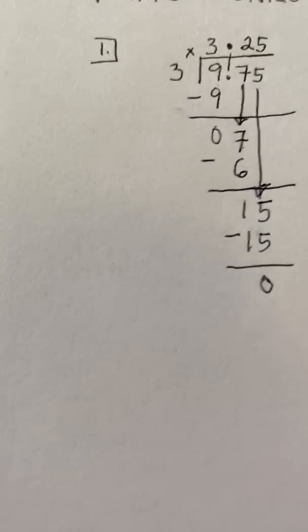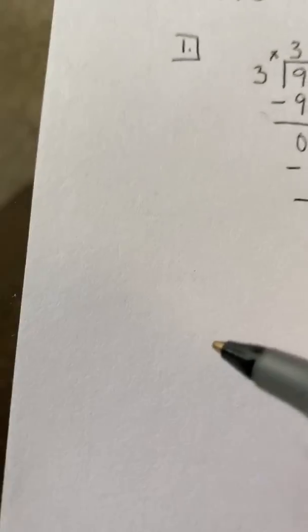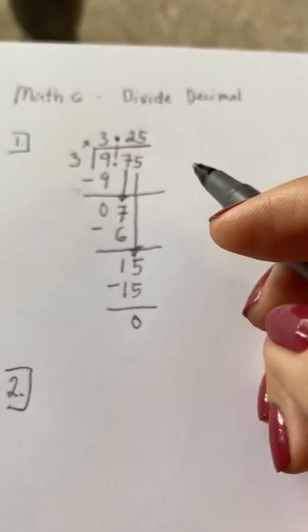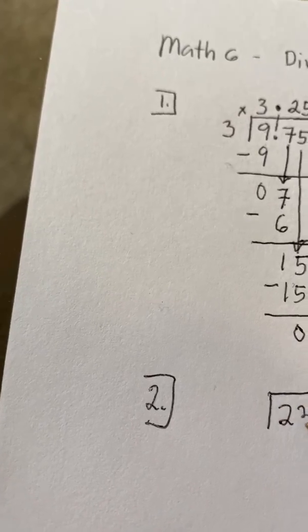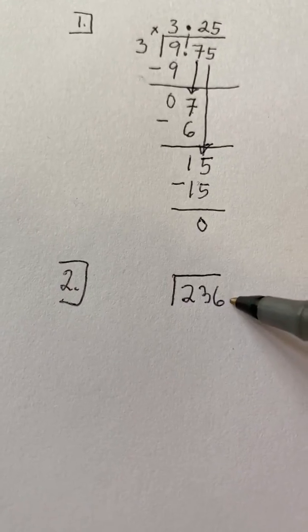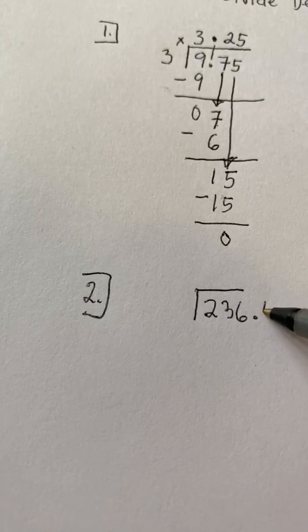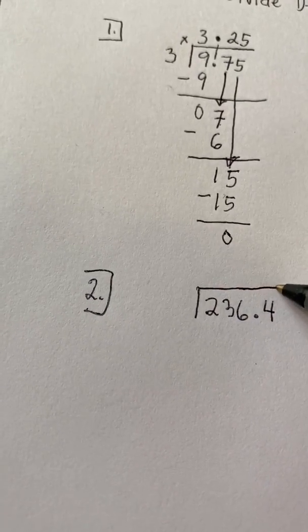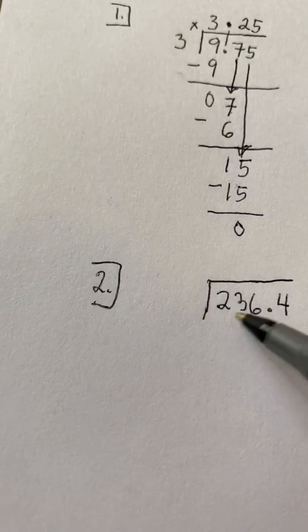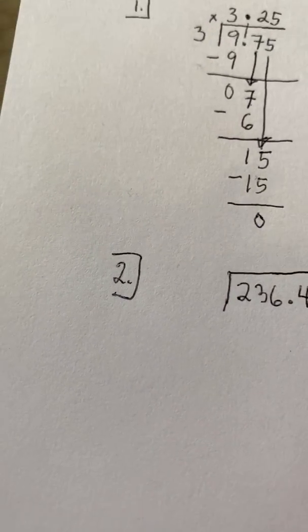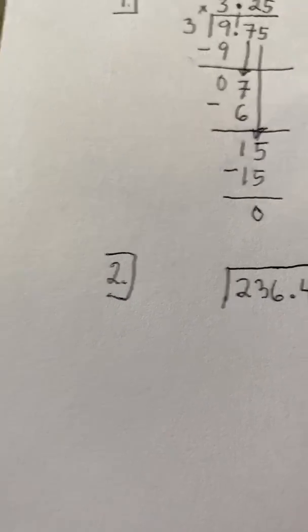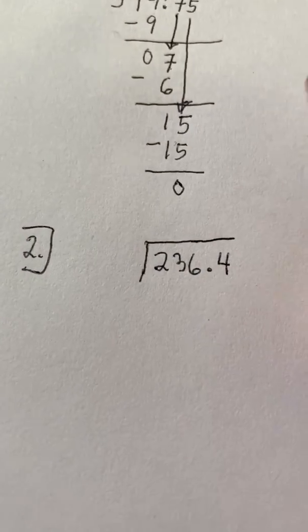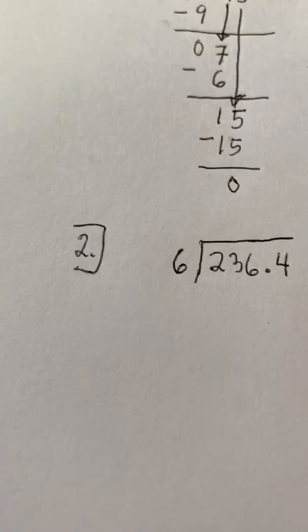So let me go to the second number, which is a little bit bigger than the first one that we did. Okay, the second number, we will have 236.4. I always say point. What I really mean to say is 236 and 4/10. But most of the time, it's convenient for me to say 236.4. All right, that's our dividend. The divisor will be 6.